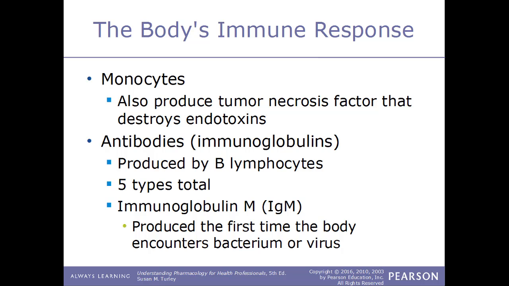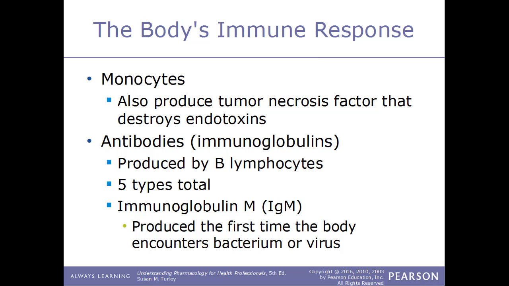Antibodies are also known as immunoglobulins. Antibodies are produced by the B lymphocytes, and there are 5 different types of antibodies, and they will vary in their structure and their size and what particular types of pathogens they respond to. And we'll go over a few of the 5.